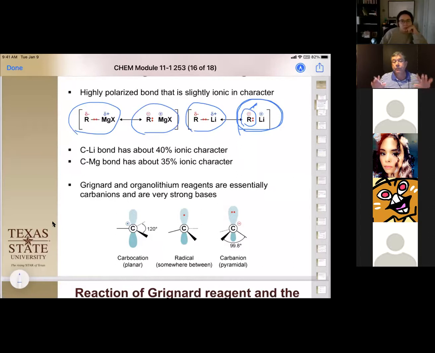Okay. Now, what is the shape of that carbon anion we have? Well, carbanions are going to have 2 electrons in an unhybridized p orbital. In theory, a carbocation is planar because it's sp2 hybridized. But because the carbanion has 2 electrons in its orbital, it actually pushes the groups out and it's sort of pyramidal. So this is not very sterically hindered and can act as a very good nucleophile and as a very strong base.